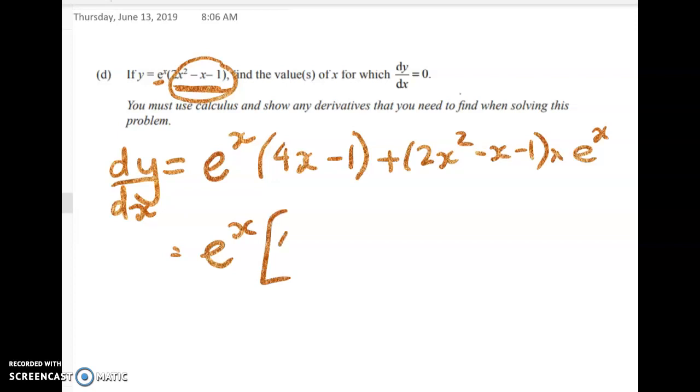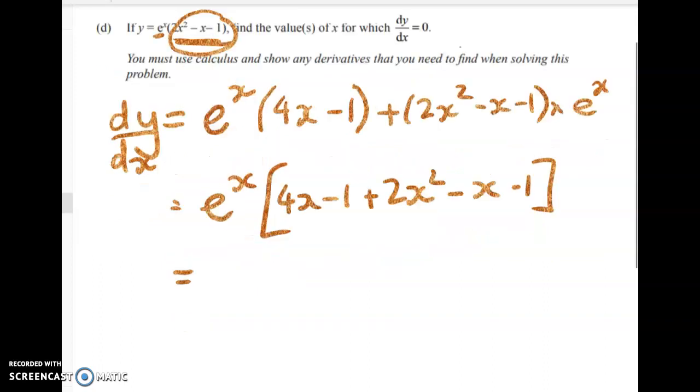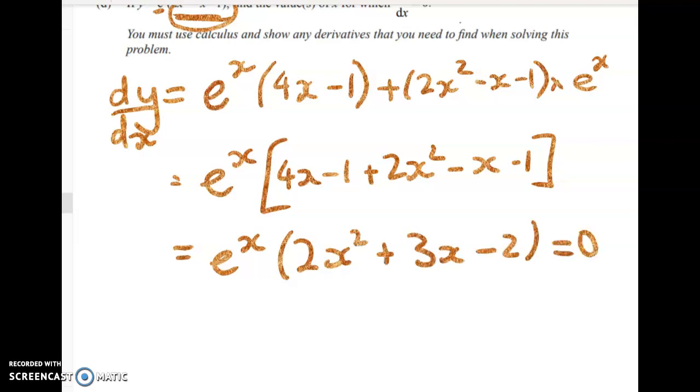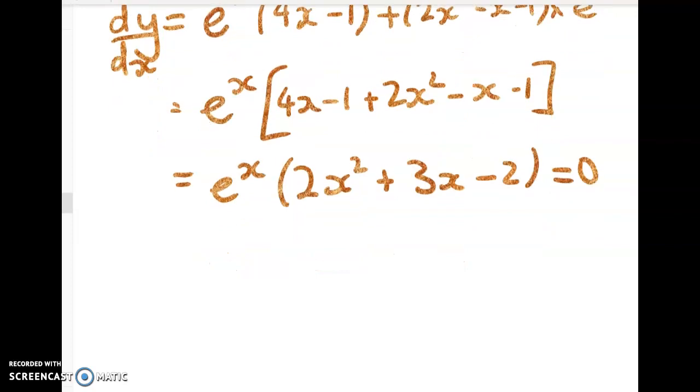So let's factorize that. We get 4x minus 1 plus 2x squared minus x minus 1, and we need to clean that up a bit, and then we're going to set it equal to 0. So we've got e to the x into 2x squared plus 3x minus 2, and we want to figure out when that equals 0. So let's just leave that e to the x there for now.